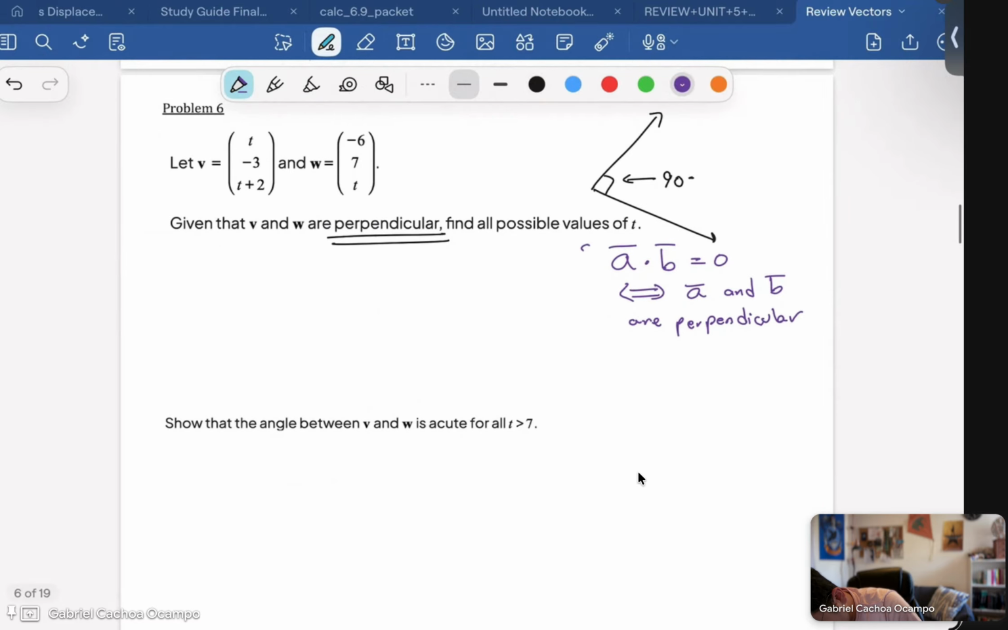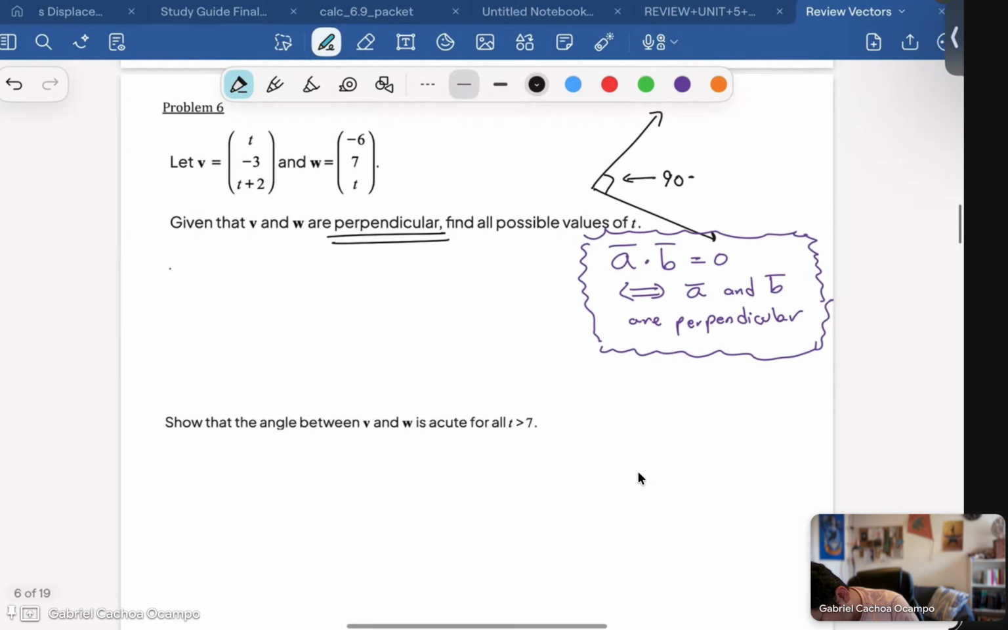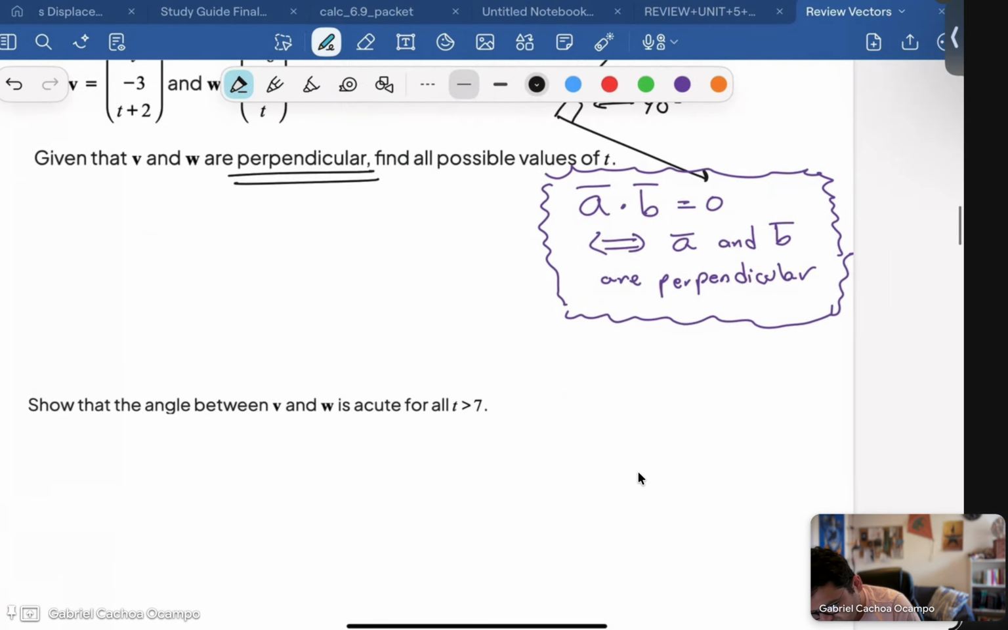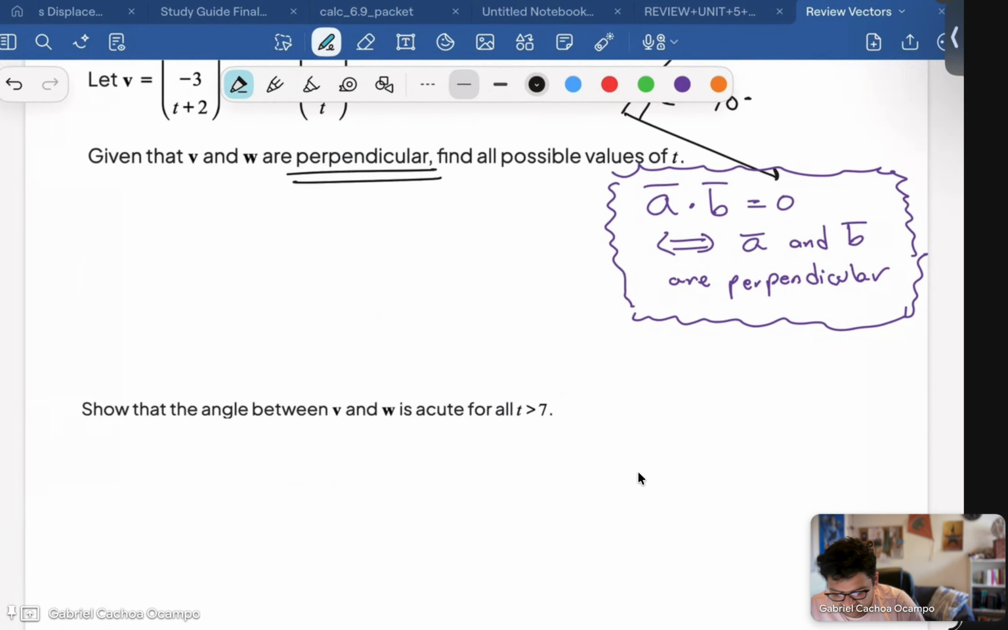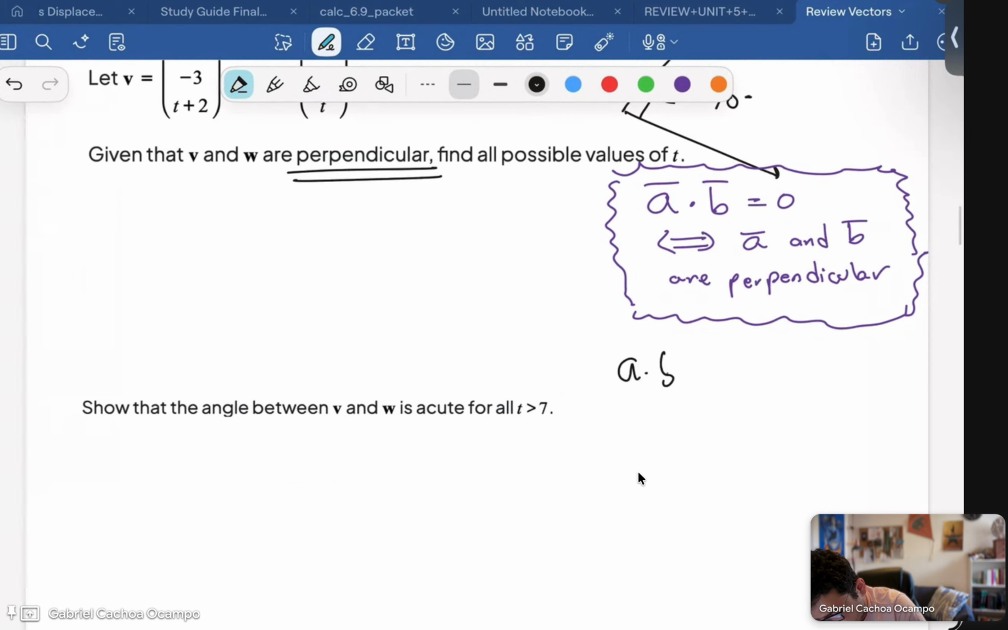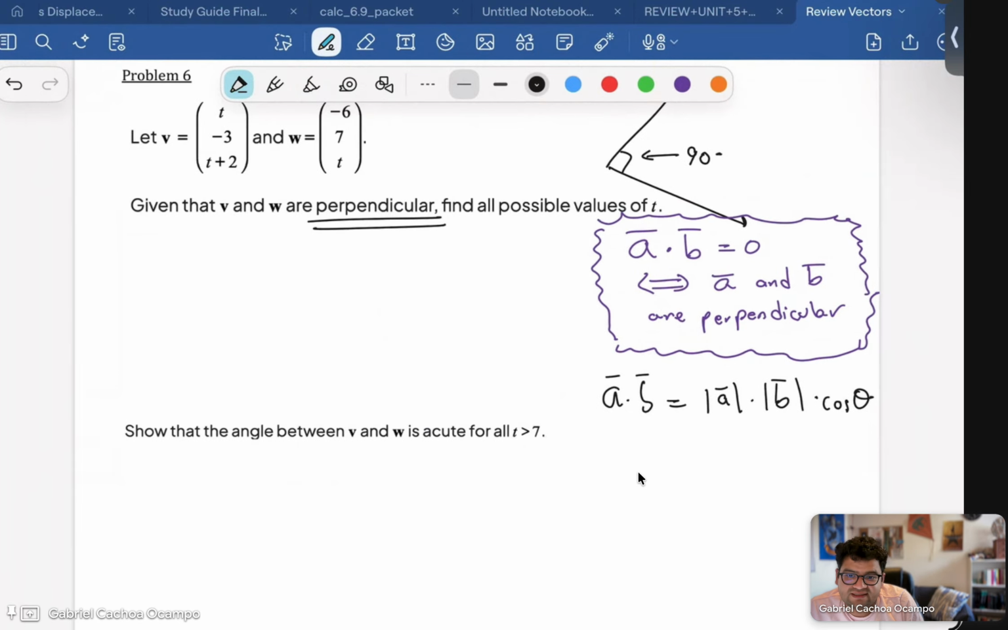So this is a crazy important fact, no? The dot product is 0 when the vectors are perpendicular. So let us do the dot product of these two guys. Remember, this fact comes from the dot product having two ways of writing it, no? One is the magnitudes times the cosine, but if they are perpendicular, then the cosine of 90 is 0, and that is why the dot product is 0.